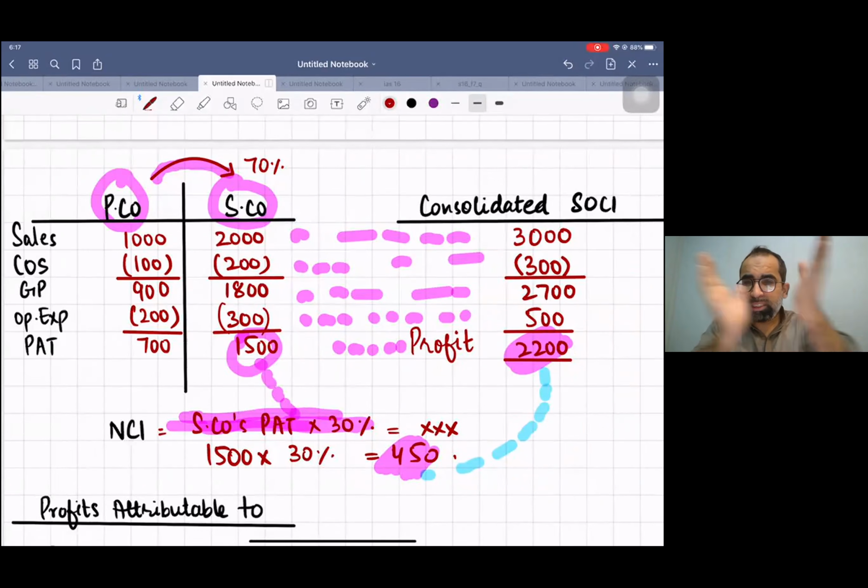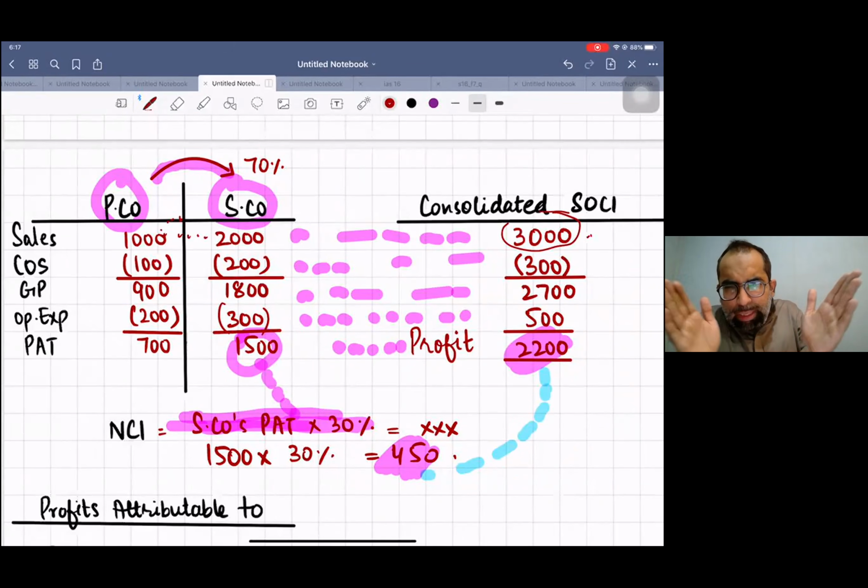Can you see the two income statements, parent and subsidiary? The parent company's income statement is completely added with the subsidiary's income statement. See, 1 plus 2, you get this 3000 sales. The parent company's data is totally added with the subsidiary company's income statement to get the consolidated figures. Okay. So now the first dialogue.